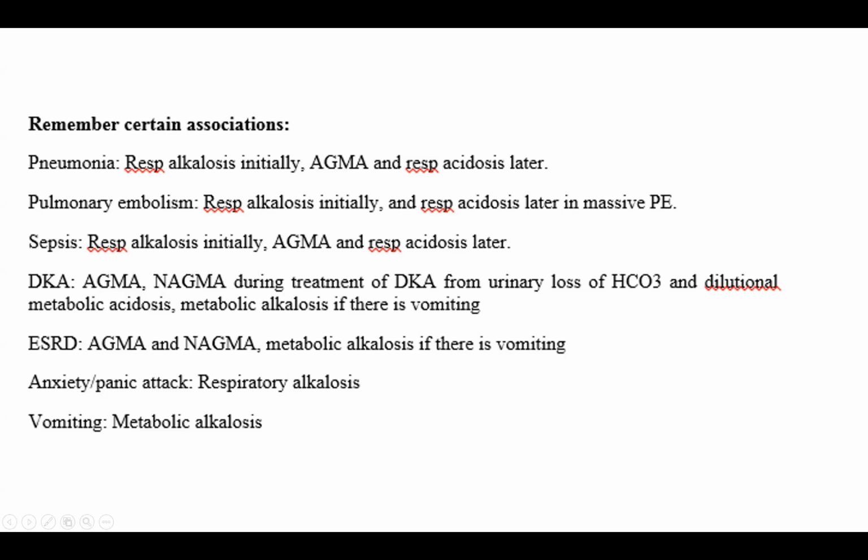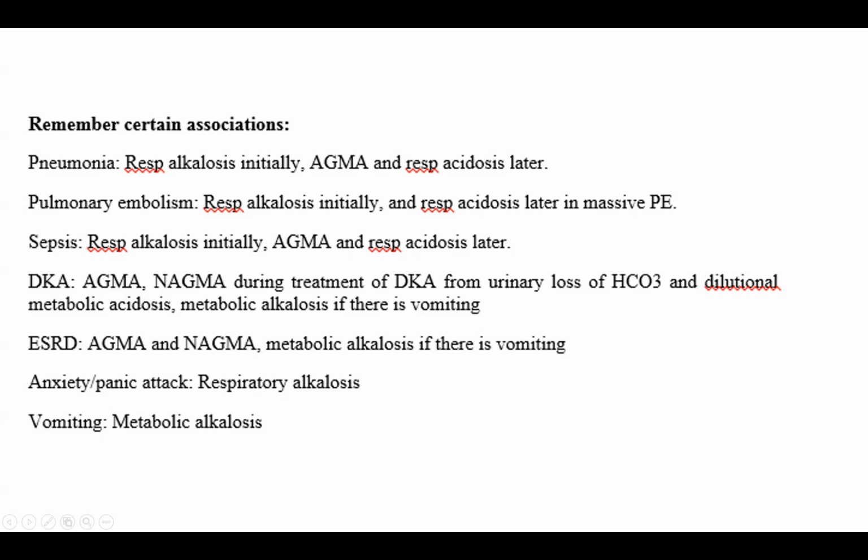DKA is interesting. In diabetic ketoacidosis, you get multiple disorders here. You get anion gap metabolic acidosis from ketone bodies. You get non-anion gap metabolic acidosis later on during treatment, once you give a lot of IV fluids, a lot of sodium chloride, from dilution of blood. You see this in people who have had CPR and large amounts of normal saline. Next thing you check, they will have non-anion gap metabolic acidosis. You see the same thing in DKA. But in DKA, you also get non-anion gap metabolic acidosis because of urinary loss of bicarbonate.